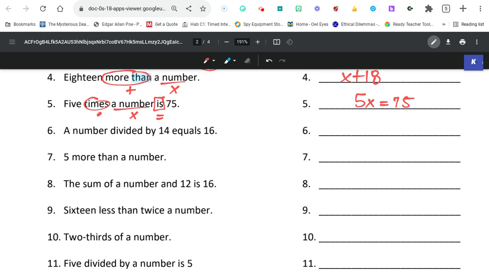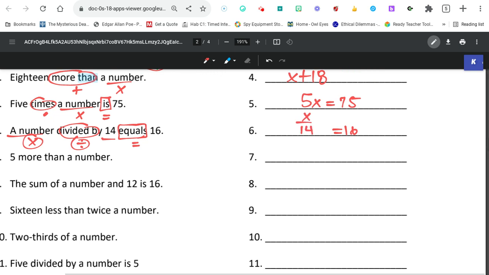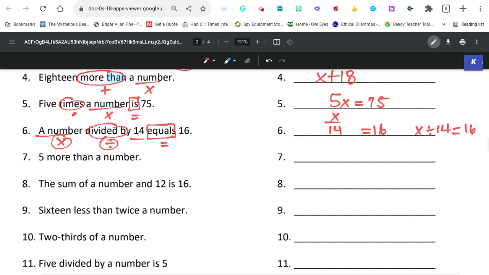Number 6: a number divided by 14 is 16. A number is X. Divided by means divide. Is means equal, so it's going to equal 16. So I just need to take X and divide it by 14. You can write it that way, or you can write it with the division symbol. I don't care. Same thing.